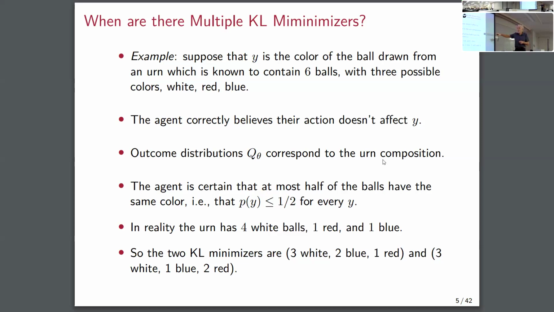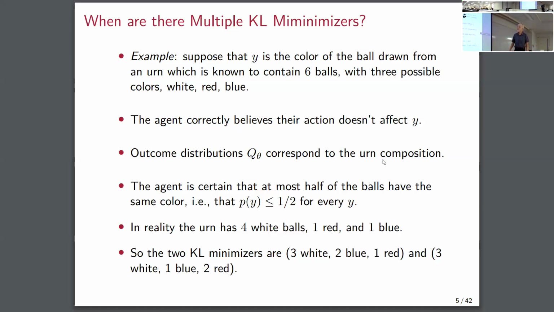Right. If the agent had the truth in their support, that would be the minimizer. But here there's two. And there's no particular obvious way to break the ties. You can't have fractional balls. Why 2 and 1? Why not 2.1 and 0.9? But it doesn't make sense for balls.